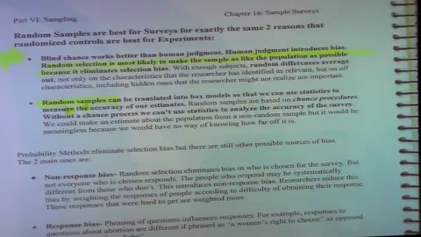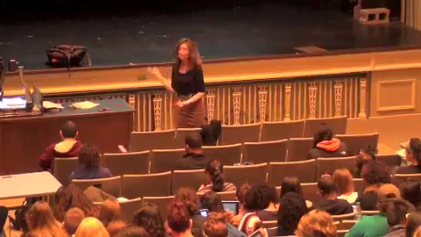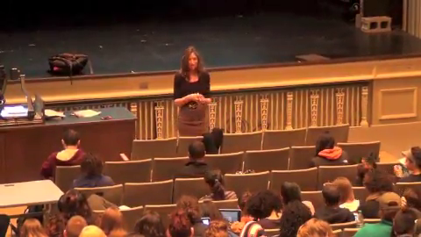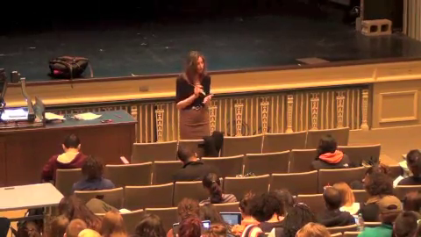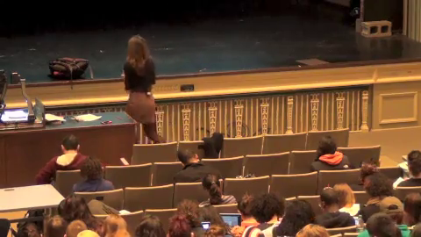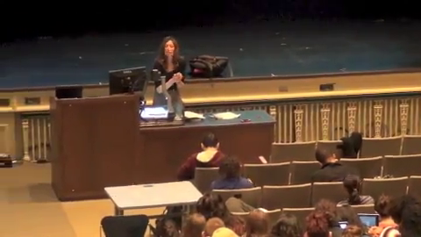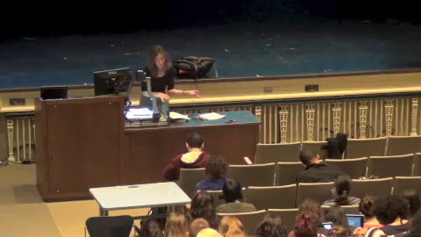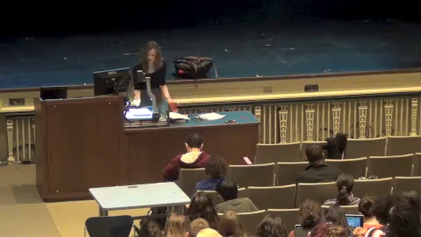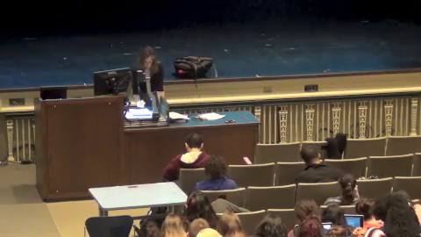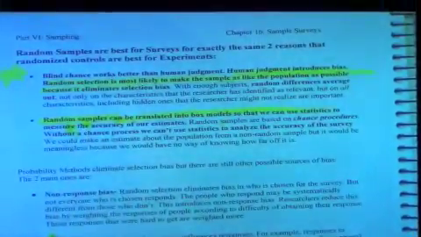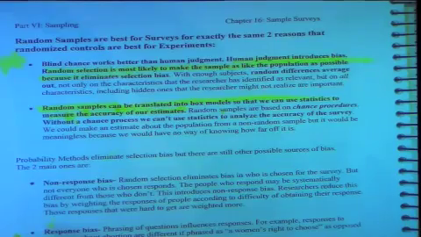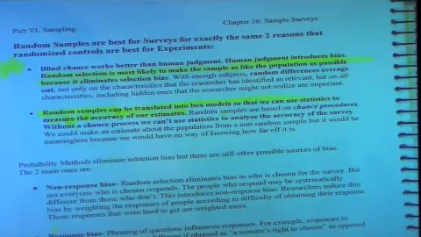Okay, random samples can be translated into box models, so we can use the standard errors that we've worked on these past few weeks to give a measure of the accuracy of our sample. We don't just estimate what we think the population parameter is. We can also say how accurate it is with a standard error. We can give error bars around it. So random samples can be translated into box models so that we can use statistics and measure the accuracy. They're based on chance procedures, like gambling games.